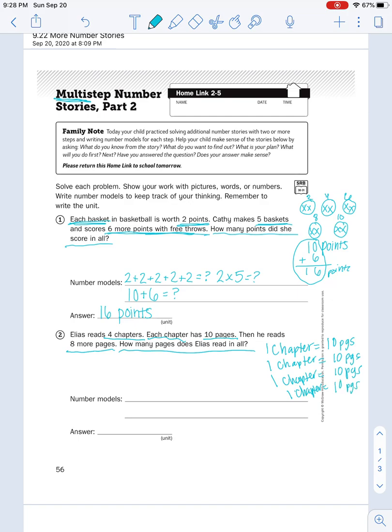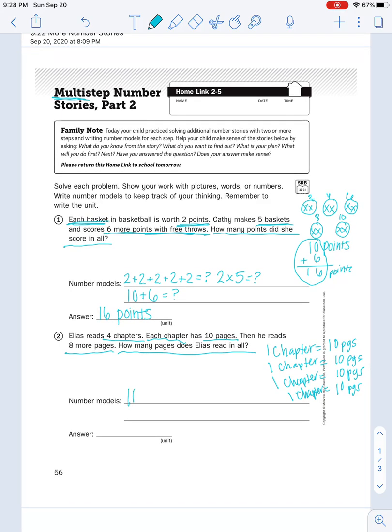Or you might be thinking, well, Ms. Plume, I already knew that 10 4 times is 40. Okay, well, if you know that in your head, awesome. Then you would just need to write down either 10 plus 10 plus 10 plus 10 equals question mark, or you could write down 10 times 4 equals question mark. So if I was doing it this way, I would just add up 10 plus 10 plus 10 plus 10, and I know that it would be 40 pages.